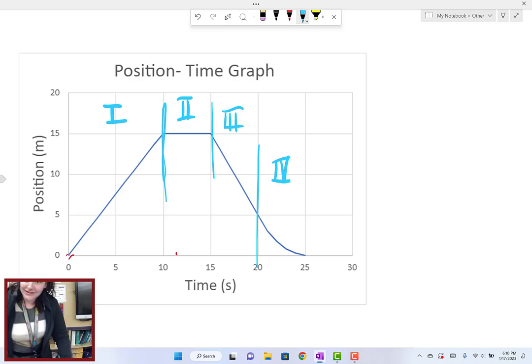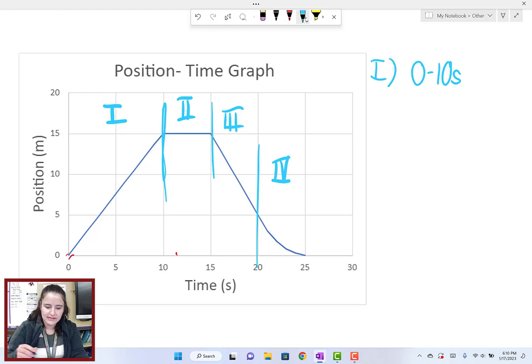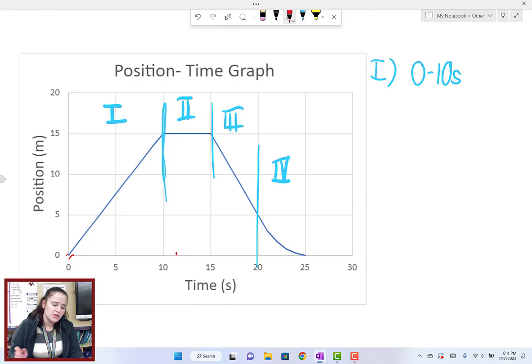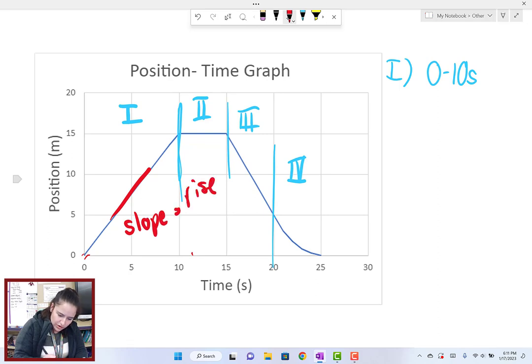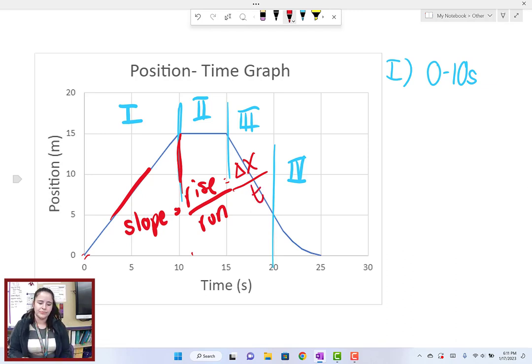Okay, let's analyze this, starting with section one, from 0 to 10 seconds. As we talked about before, the slope is constant, meaning the change in position over time is constant. If we were to calculate the slope, we know slope is rise over run. The rise is the change in position, and the run is, of course, the time. So our slope is the change in position over time.